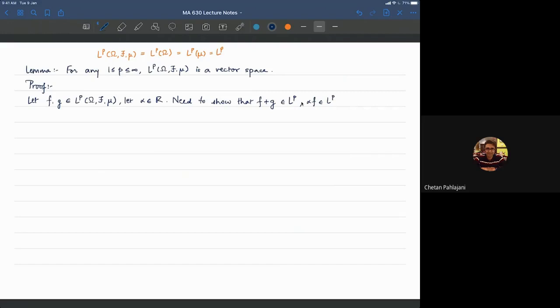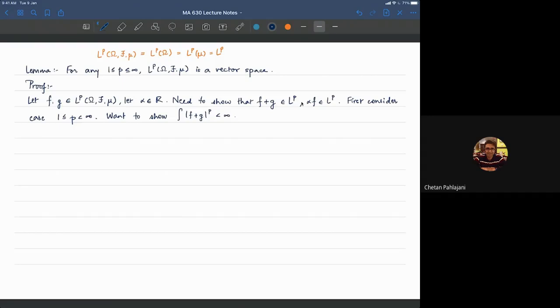We need to show that f plus g is in L^p and αf is in L^p. So what we'll do is first consider the case 1 less than or equal to p less than infinity. Now basically I want to show that f plus g is in L^p. I want to show that the integral of the absolute value of f plus g to the p is finite. That's what I want to show.